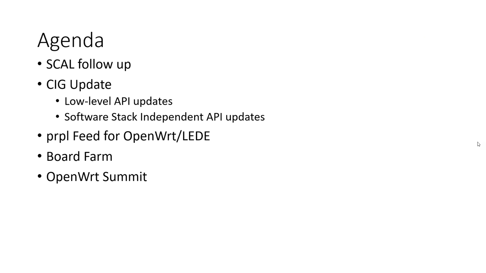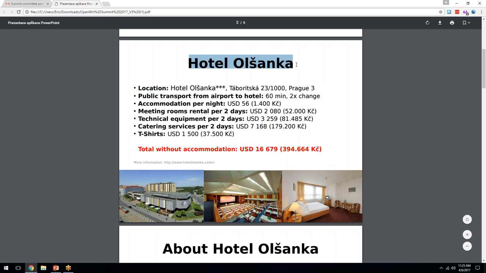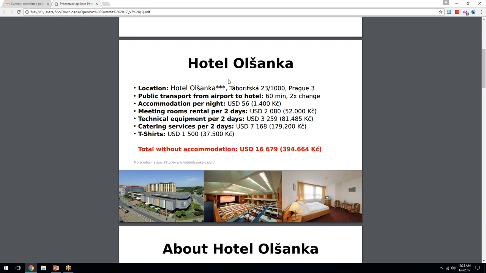Anything else related to board farm that anyone wanted to mention? All right, OpenWrt Summit. We had a meeting yesterday to discuss the particular location in Prague. The decision was to go to the Hotel Oshanka. It's relatively reasonably priced, with accommodations for $56 a night. The people at CZNIC strongly recommended it. It really fits our need to be inexpensive, but also provides us with what we need. We have a total budget of about $20,000.